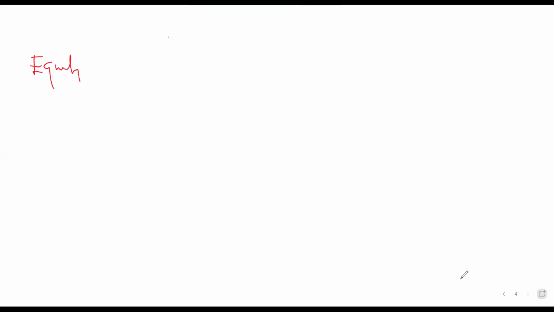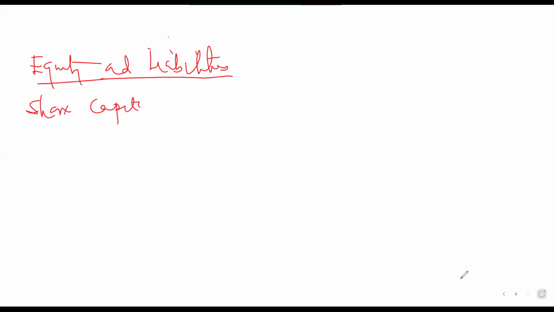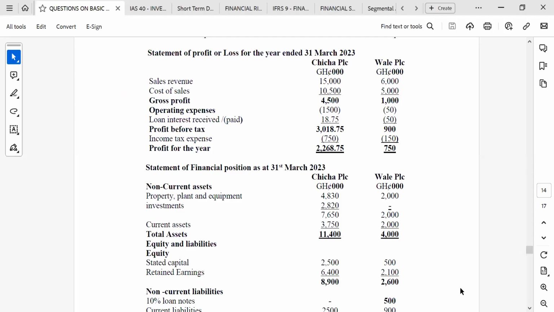Okay, let's go to equity and liabilities. Okay, so we have the share capital. The share capital will be that of the parent. The equity items will always be for the parent. So the share capital is 2,500.